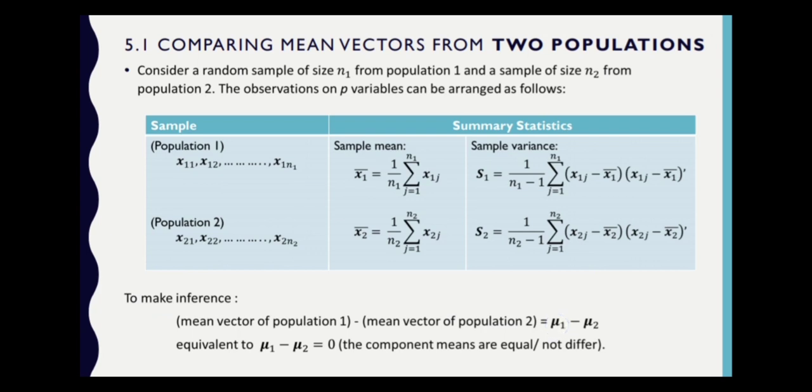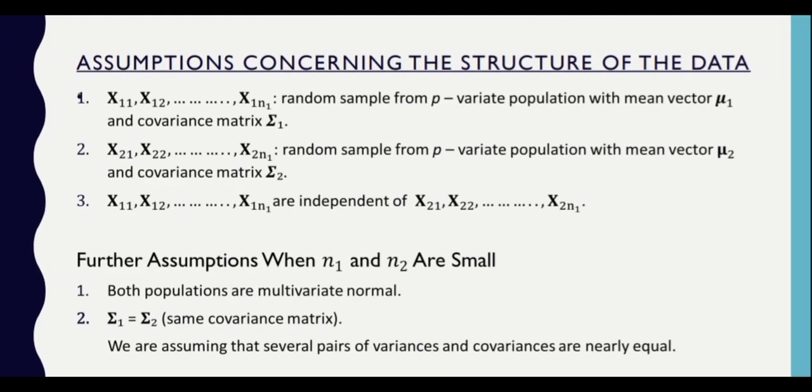mu1 minus mu2. We want to make the inference, the difference between mu1 and mu2, which is the mean vector for the population 1 minus mean vector for the population 2. Okay, equivalent juga if we will do this: mu1 minus mu2 equal to 0, which is we want to see whether the components of mean are equal ataupun not differ or differ. Right? Okay, let's see the assumption concerning the structure of the data.